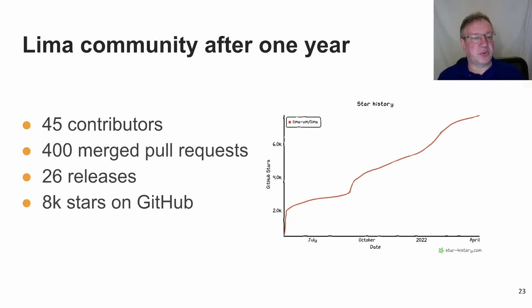Lima has been extremely popular. When it was announced on Hacker News, it jumped to over 2,000 GitHub stars overnight, and it has continuously grown since then to about 8,000 by now. In that time, we merged over 400 pull requests from 45 contributors. We did releases approximately every 2 weeks. It's a very active project with wide support.